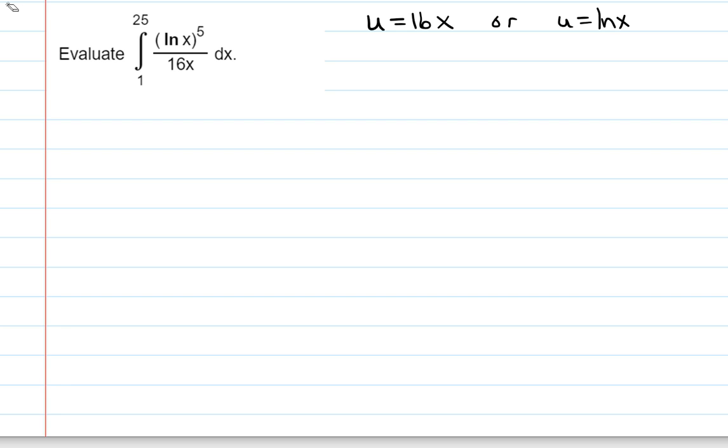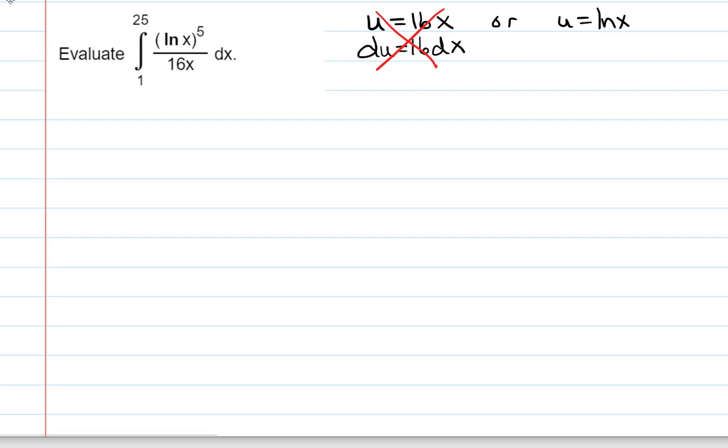I don't think u equals 16x is going to be real helpful here, because du would be 16 dx, and that would not give me any way to substitute u's in for natural log of x to the 5th, and it's not going to simplify my expression. So instead, I'm going to try the other. And don't be afraid to try multiple u substitutions until you find something that works.